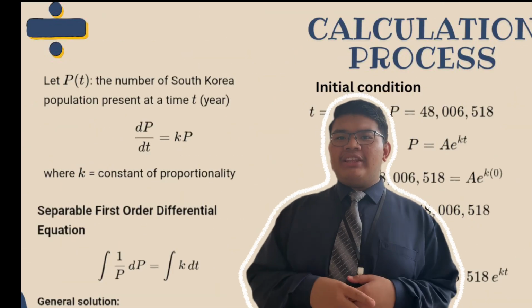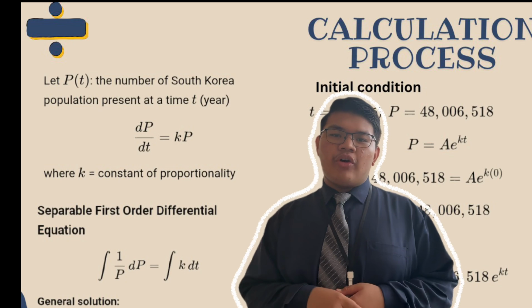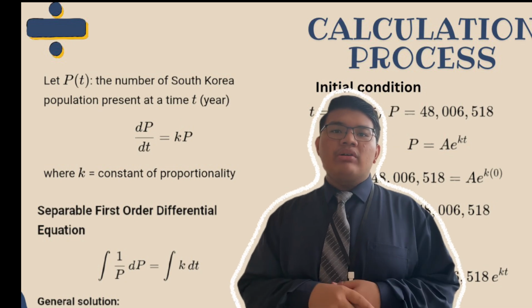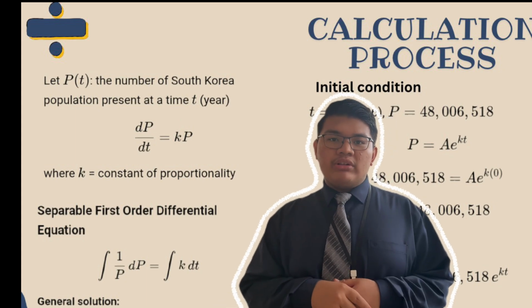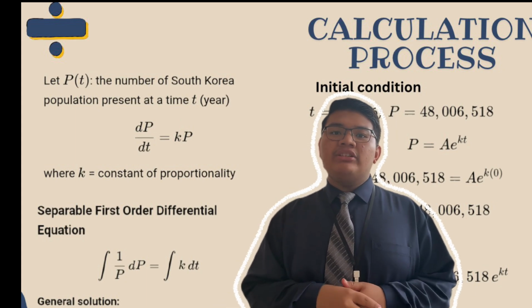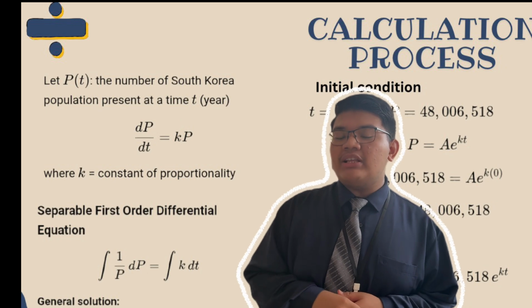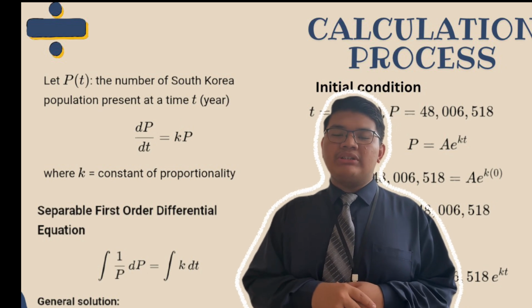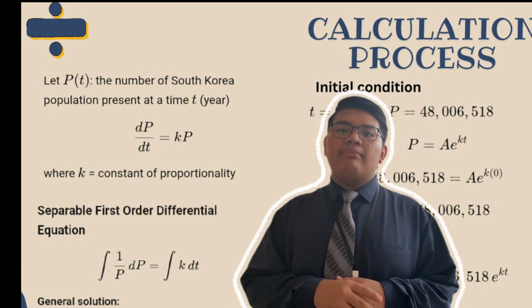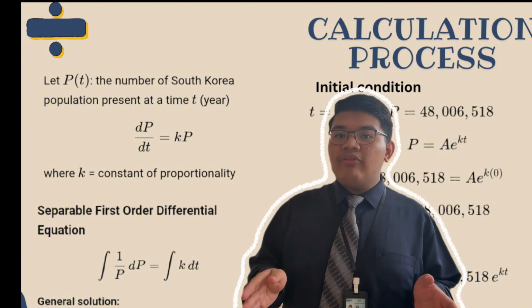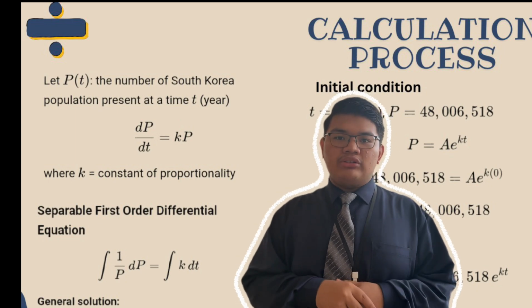To begin, let's define our variable. We let P(t) represent the number of people in South Korea at any given time t. Our starting point is the differential equation dP/dt = kP. This states that the rate of change in the population is proportional to the current population, where k is our constant of proportionality. By integrating both sides, we move from the differential form to the general solution.